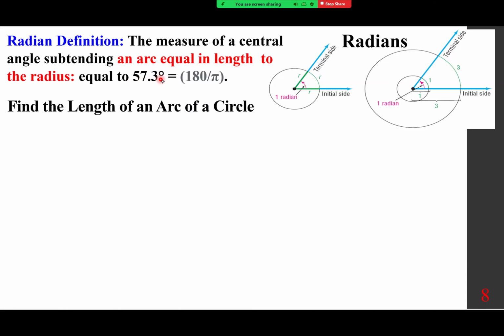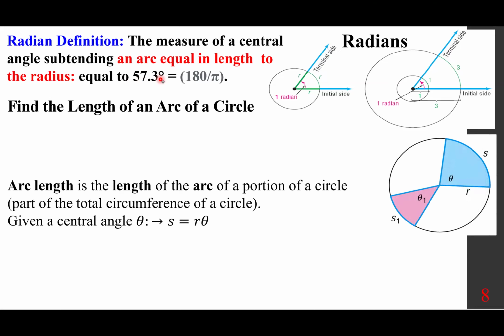So to find the length of an arc, we remember the circumference is 2 pi r. So could you read this, please?